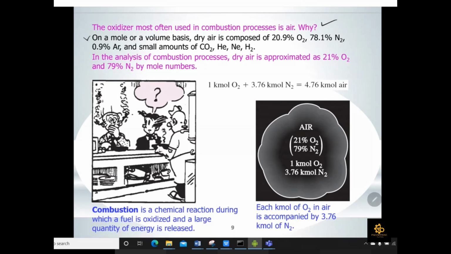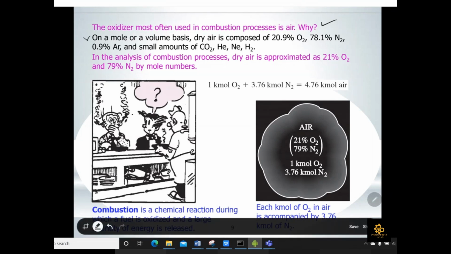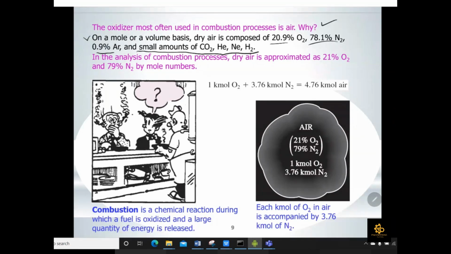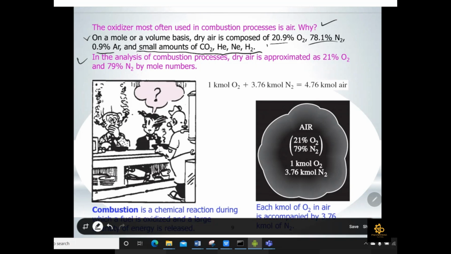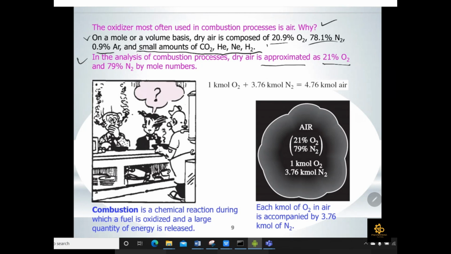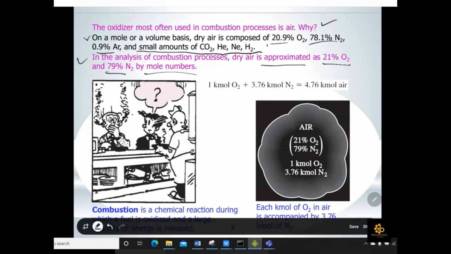On a mole or volume basis, dry air is composed of 20.9% O2, 78.1% N2, 0.9% argon, and small amounts of CO2, helium, neon, and H2. When we analyze combustion processes theoretically or in problem statements, we approximate O2 as 21% and N2 as 79% by mole number. We do not consider the gases present in small amounts.